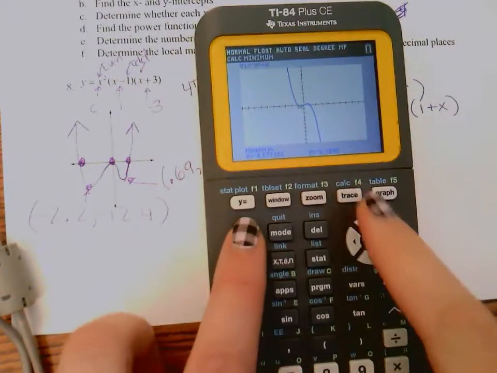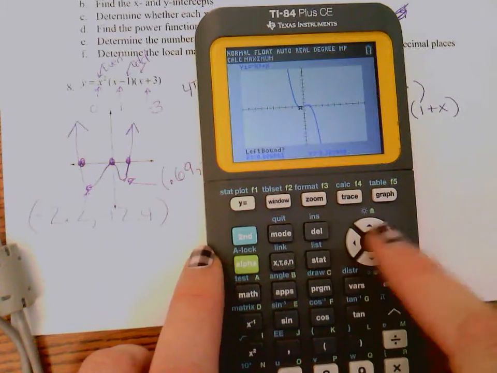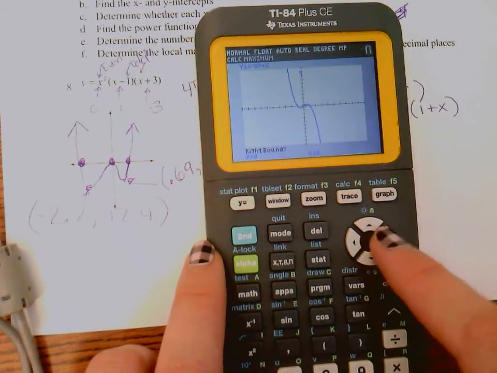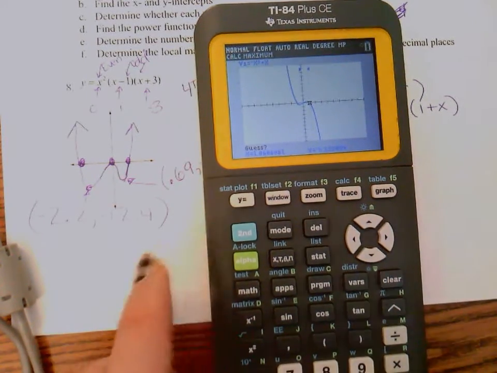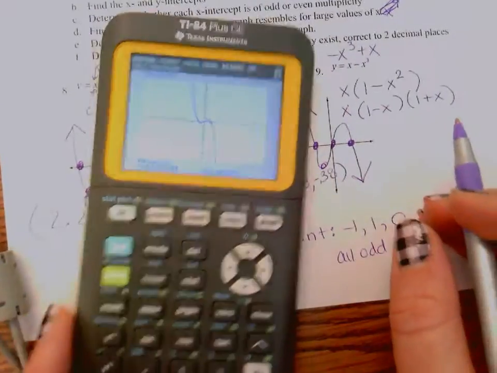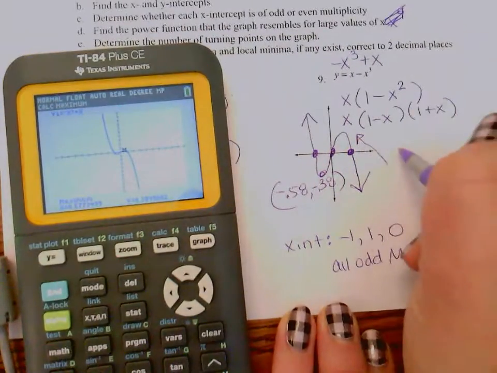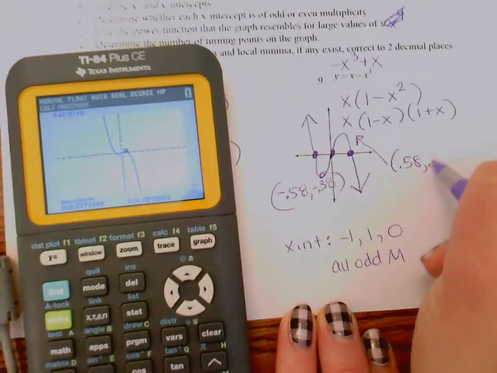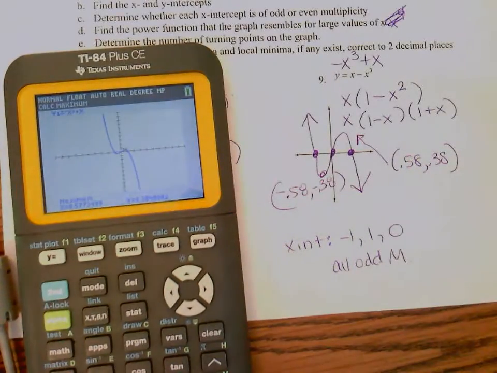And then the other one, second calculate maximum. If I go to the left and then I go to the right and hit enter twice, it was at, oh, basically just the opposite, right? So 0.58 comma 0.38. That sound like what you got? Okay.